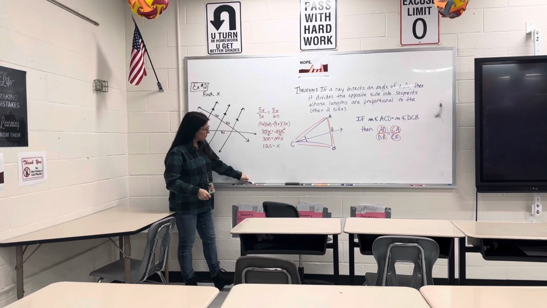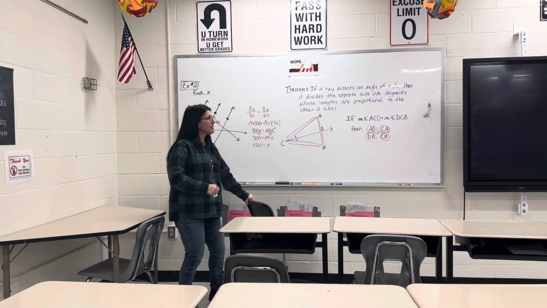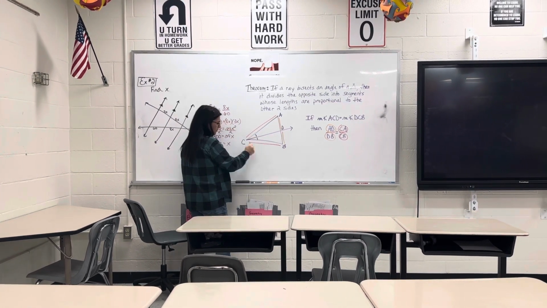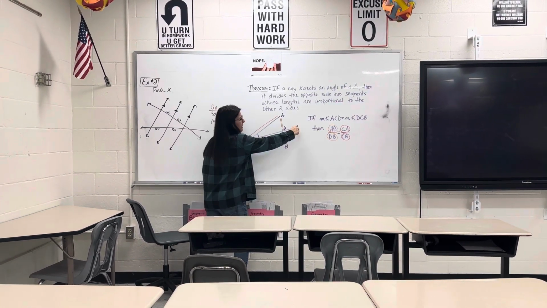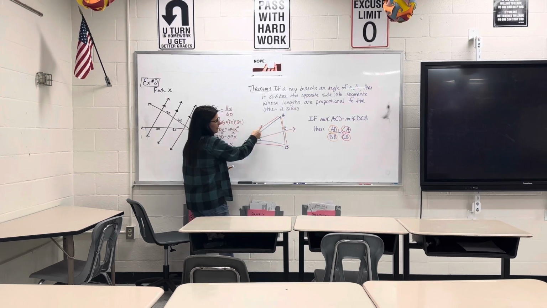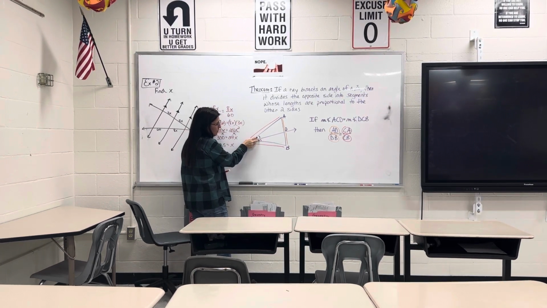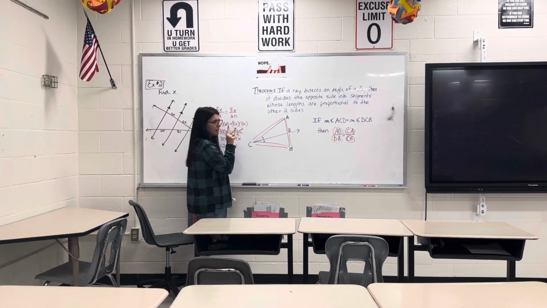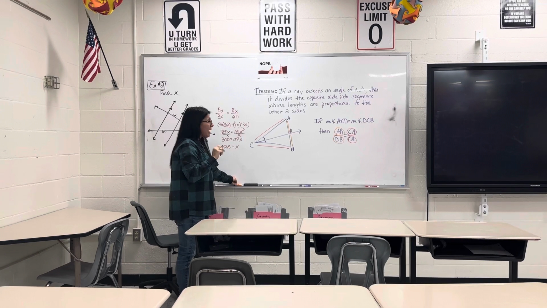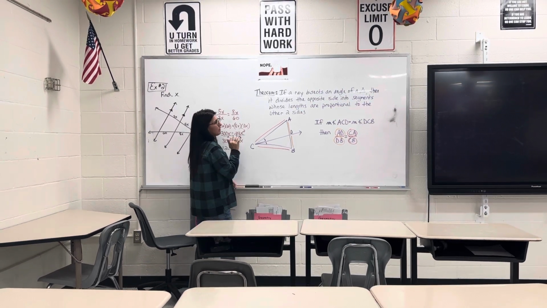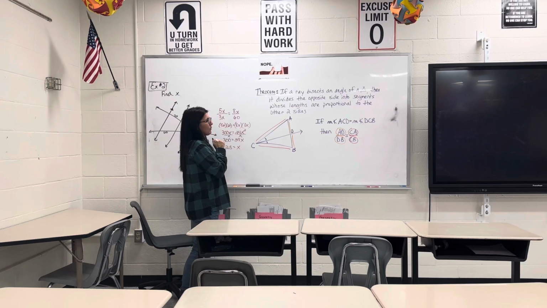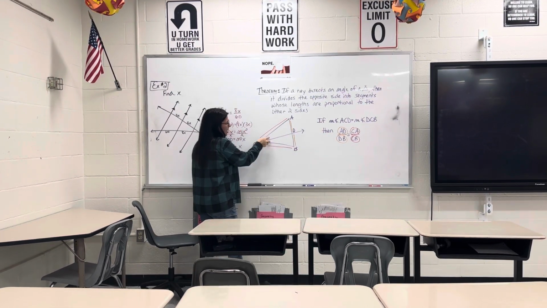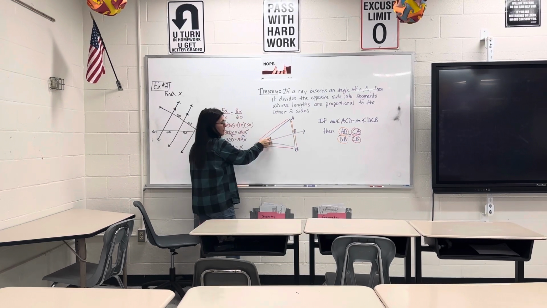One more theorem. If a ray bisects an angle of a triangle, looking at my picture, here's my triangle ABC. This ray right here, CD, bisects this angle. I can see that with these markings. So CD cuts this angle exactly into two equal angles. If that's true, then it divides the opposite side proportionally. And look at what's given to us. I know that this cuts this angle exactly in half.